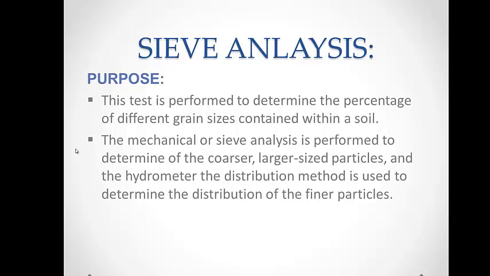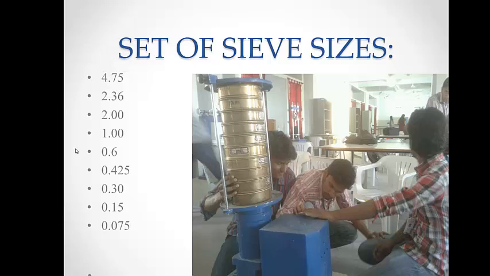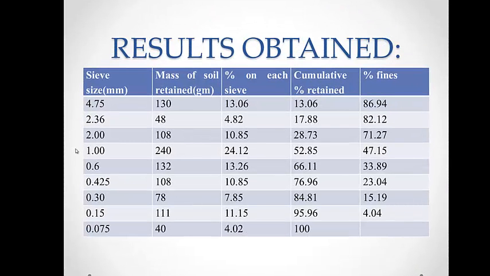Sieve analysis. As we all know, this test is performed to determine the percentage of different grain sizes that are contained within the soil. This figure gives you a set of sieve sizes that are to be used in the laboratory, starting from the 4.75 mm sieve and going till 0.075 mm.